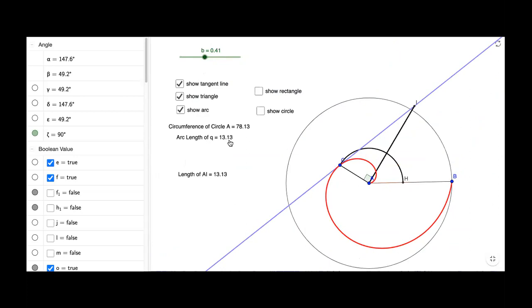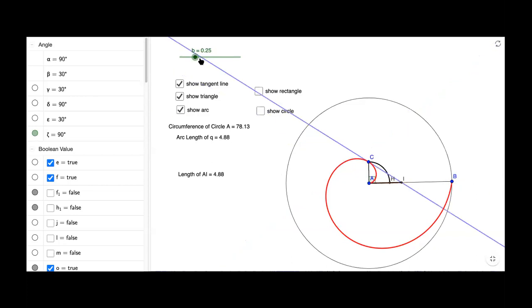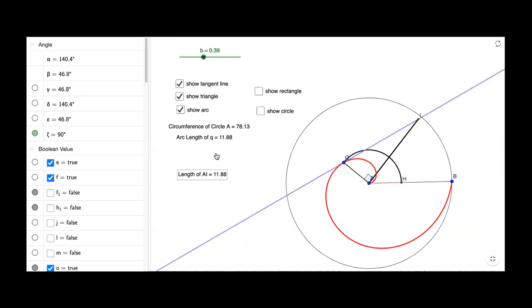I did that by finding 2 pi times whatever the length of AC is, because that's the radius of the small circle. But then I multiply that by the angle over 360 again. And these are equal. Check it out when I move this slider around. These two numbers, see, watch them both, they stay the same.